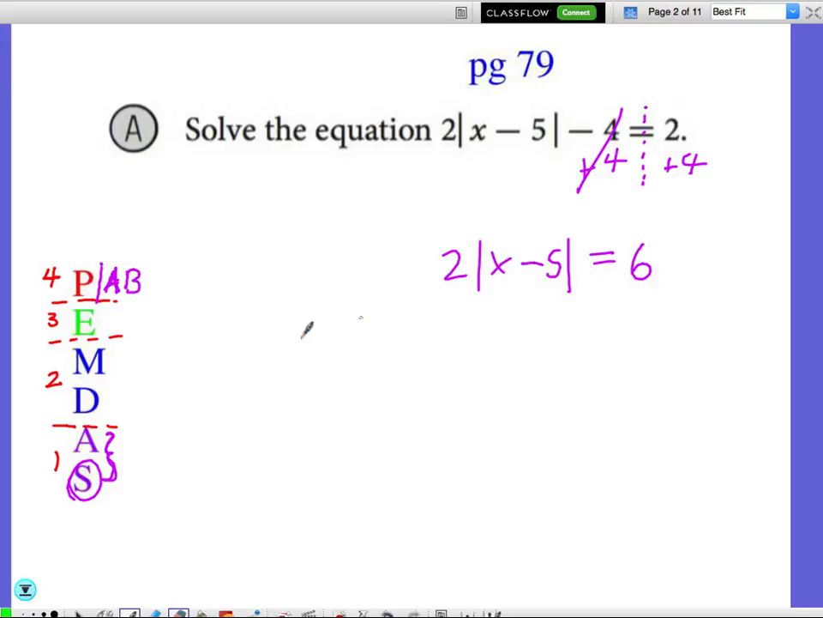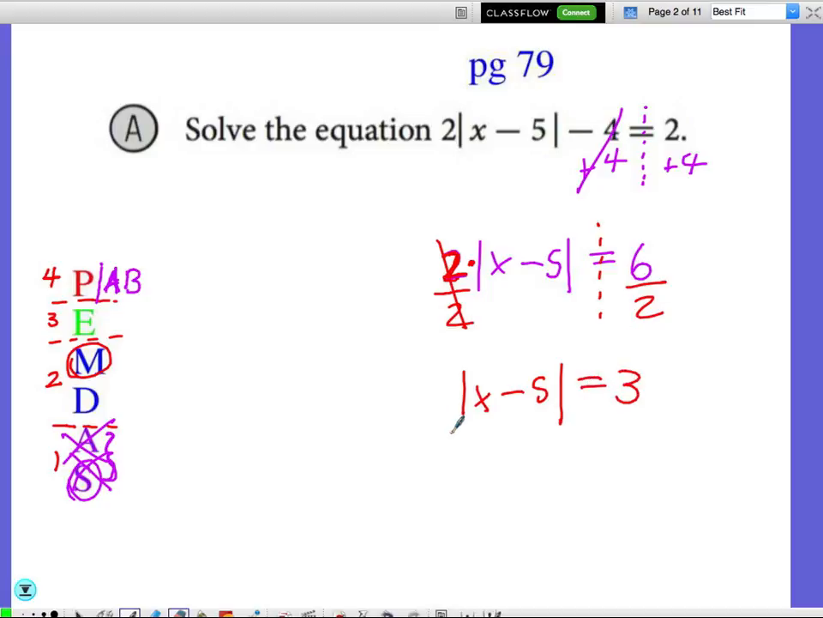Okay. Do we have any addition? Nope. We're done with that. Let's go ahead to the second level, multiplication or division. Now, this 2 right here, right in front of the absolute value, it's implied that I'm multiplying by 2. So we do have multiplication. And what is the opposite of multiplying by 2? Well, that is to divide by 2. So 2 over 2 becomes 1. That's basically the absolute value of x minus 5 is equal to 6 divided by 2, which is 3.